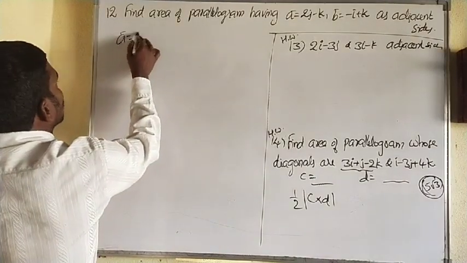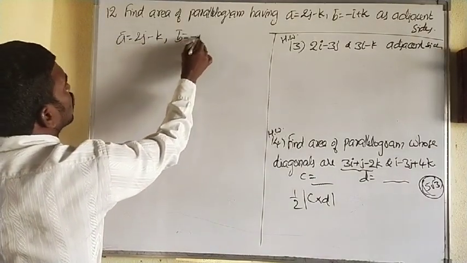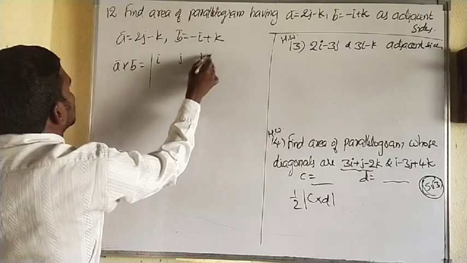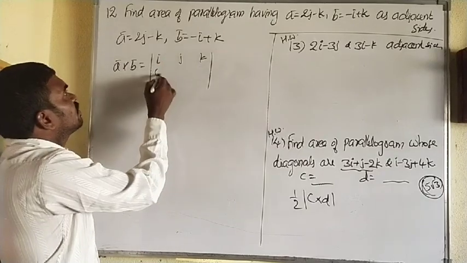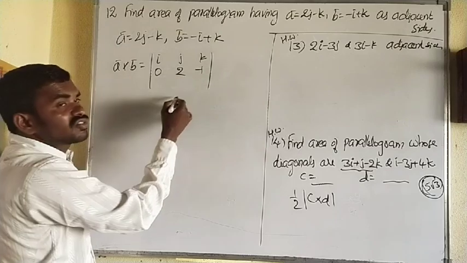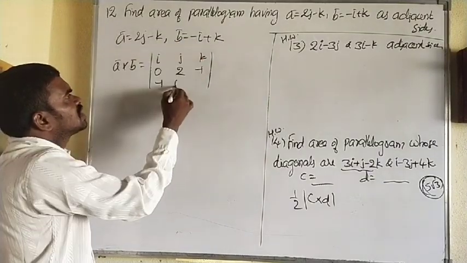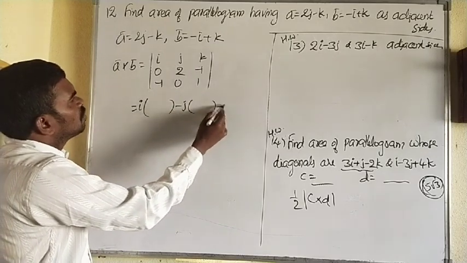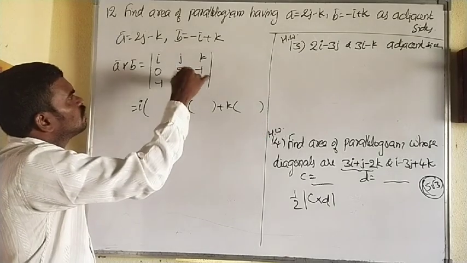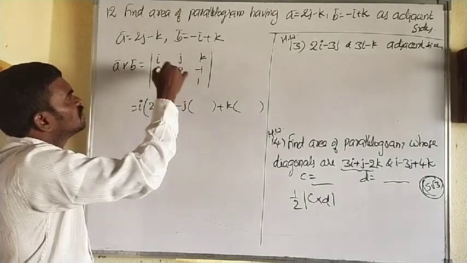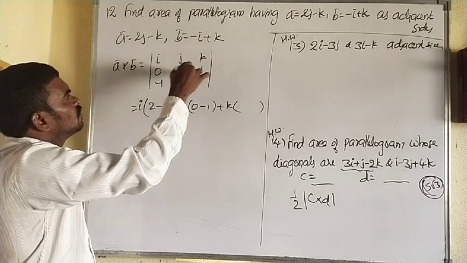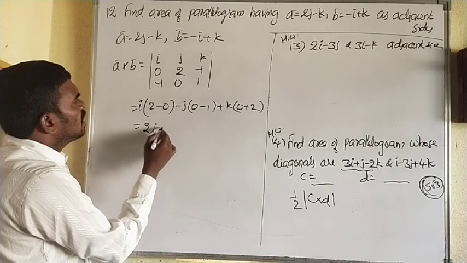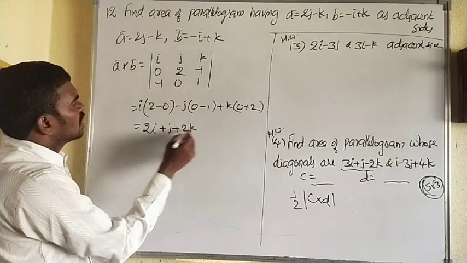So let a equal, already a is given, 2j minus k, b bar equal to minus i plus k. So therefore first find a cross b. So that is i, j, k. Here a elements, here i term is not available, 0, j term is 2, k term is minus 1, and here i term is minus 1, j coefficient is not there, k coefficient is 1. Simplifying this, i into 2 1s are 2 minus 0, j into 0 into 1, 0 minus 1, k into 0 into 0 minus 2 becomes plus 2. So we get 2i plus j plus 2k. So this is a cross b.